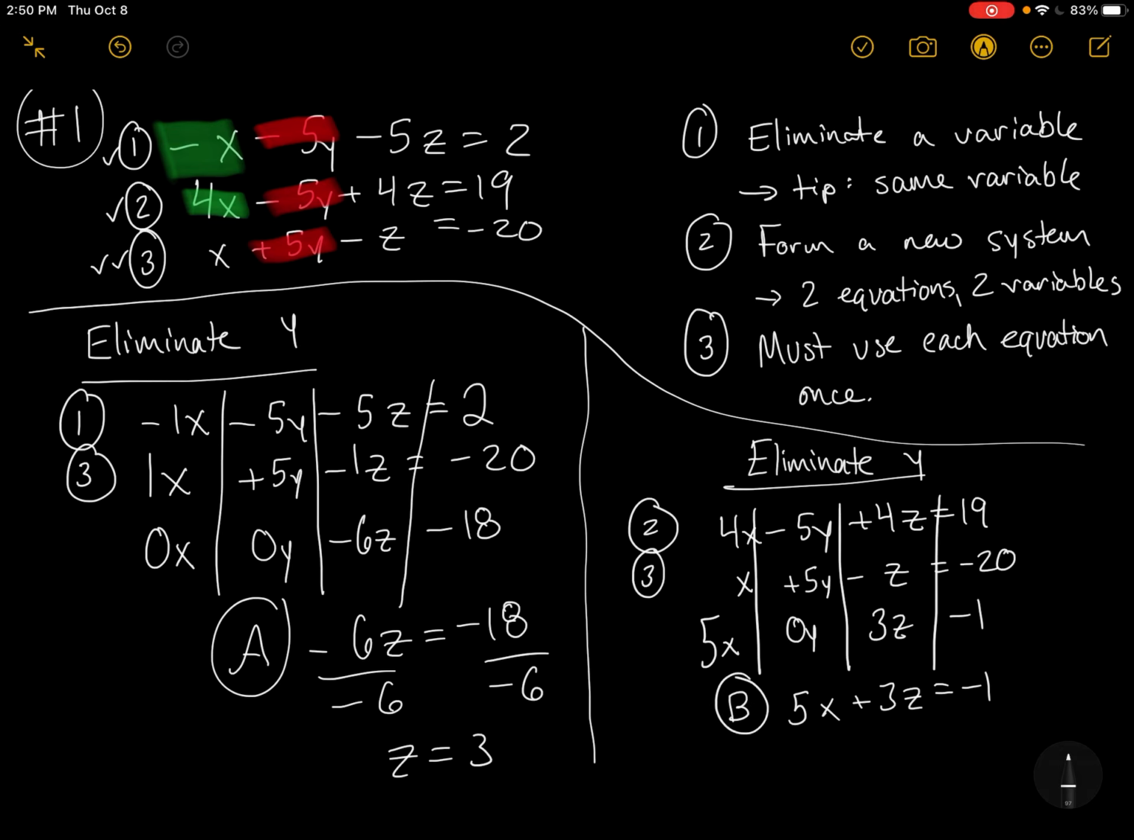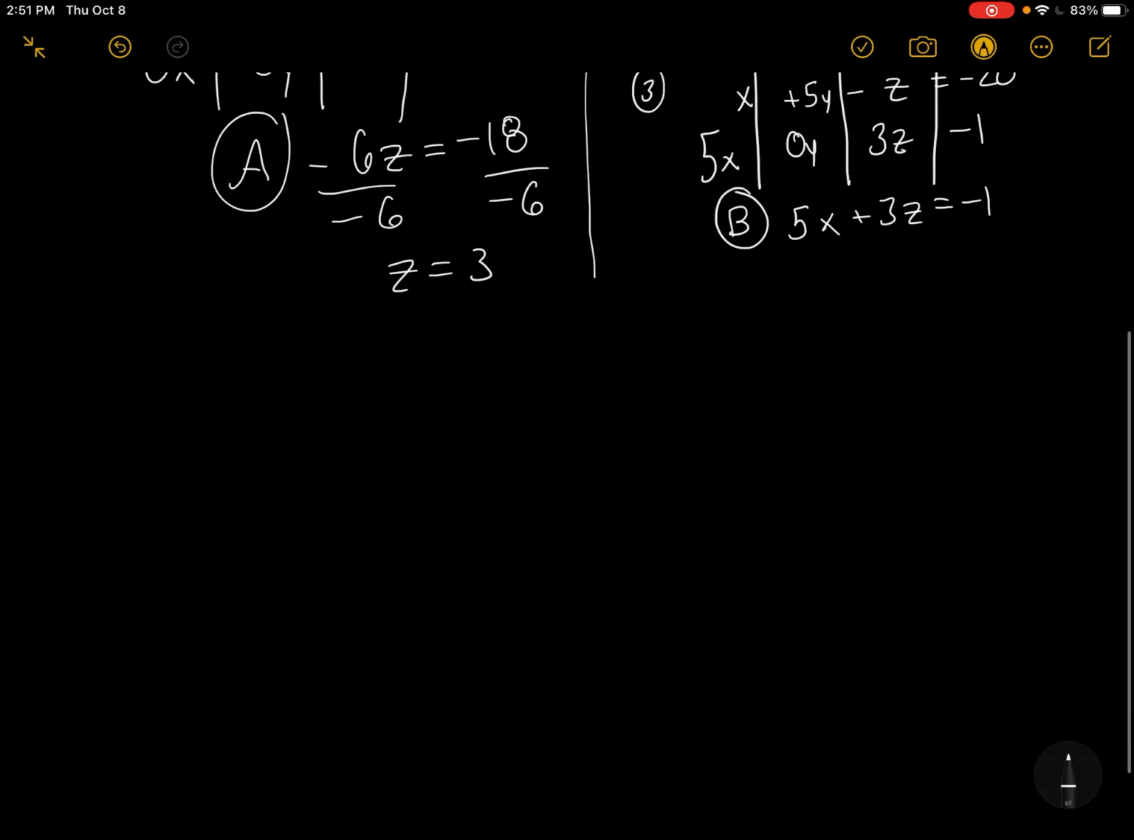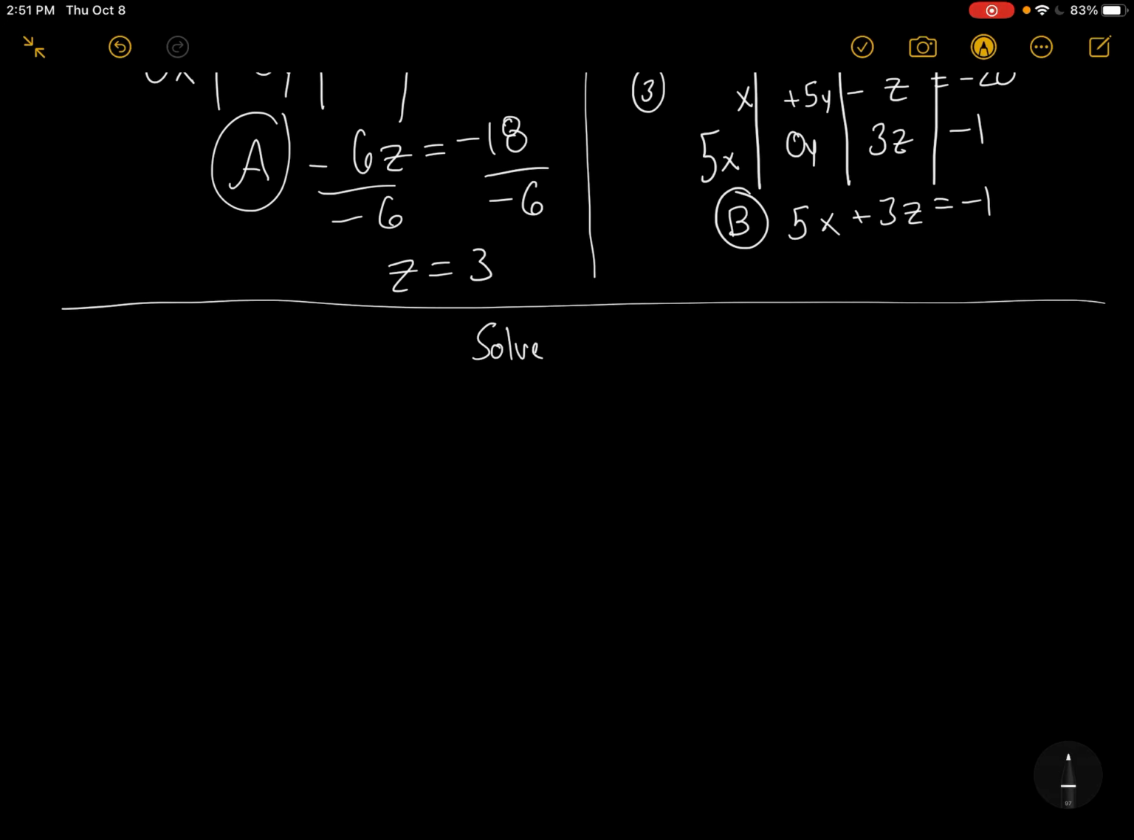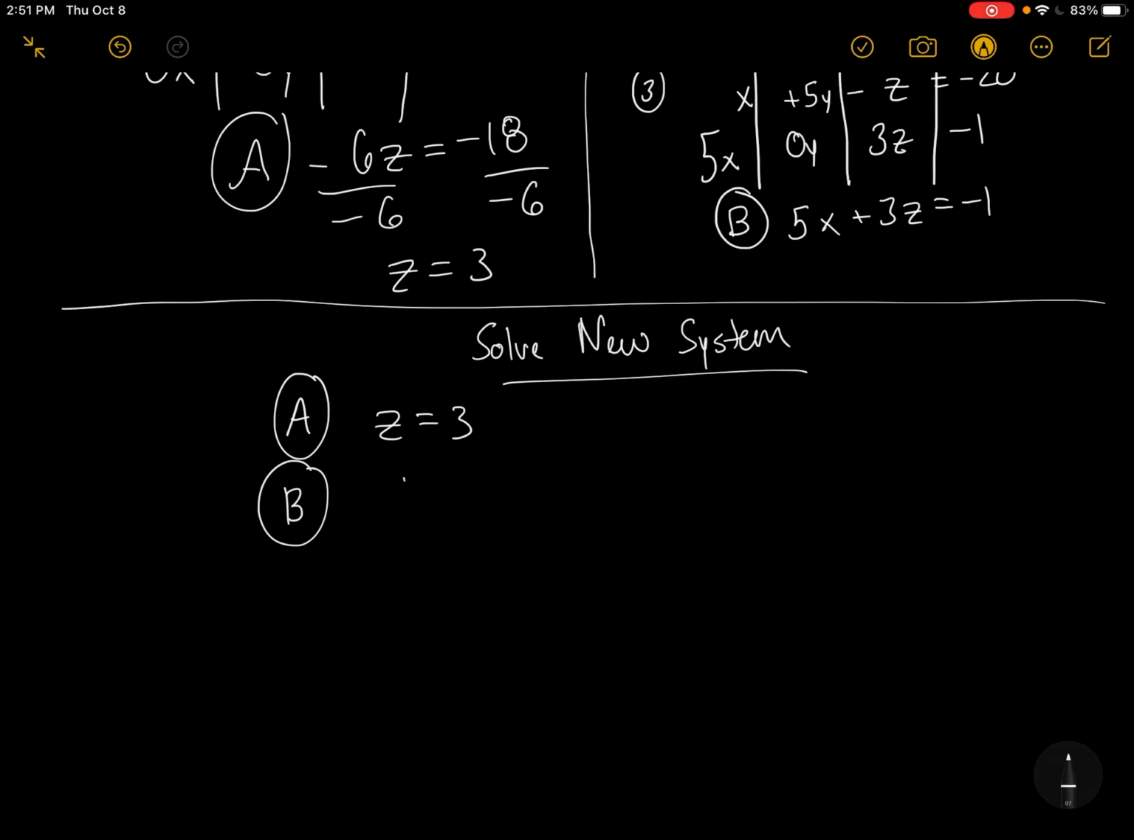So now for number 2, our goal was to form a new system, 2 equations and 2 variables. So we have x's and z's, those are the 2 variables. A and B are the 2 new equations. So now we're going to go into our next step, and we're going to solve the new system. So our new system has A, which we simplified to z equals 3, and B, which we have as 5x plus 3z equals negative 1.